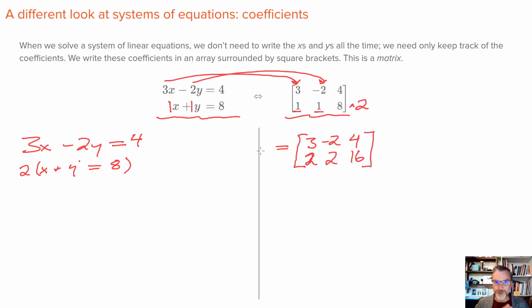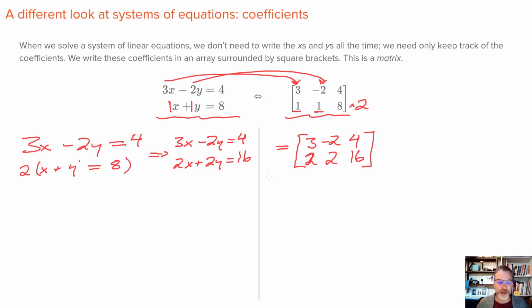Now, there's, of course, a reason why I'm putting these side by side. You'll notice that the coefficients I have on the left-hand side are exactly those numbers that are found in the matrix on the right-hand side. So rather than have to write out the minus sign, the plus sign, the equal signs, and all that every time, I can just work at this level of the coefficients.